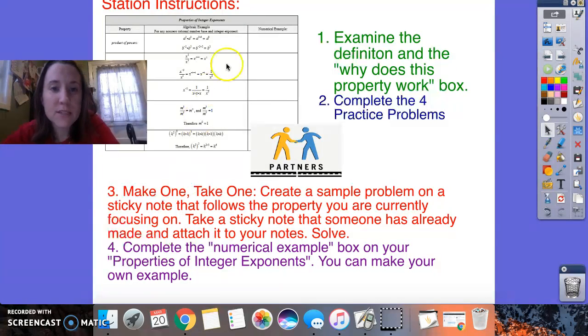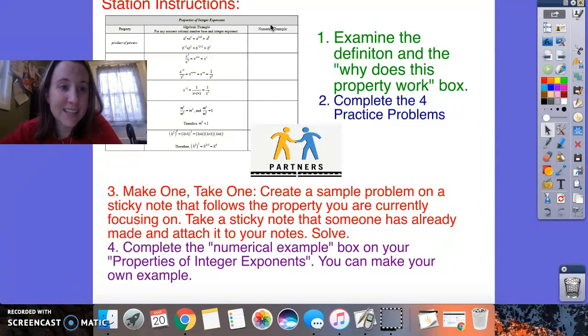Finally, just like I was saying, you are going to complete the numerical example box on your properties of integer exponents. And you can make your own example if you want. You can use one of the examples from the paper if you want. My recommendation would be to really test out your skills and make one on your own, but it's up to you. So at this point, you should pause the video.